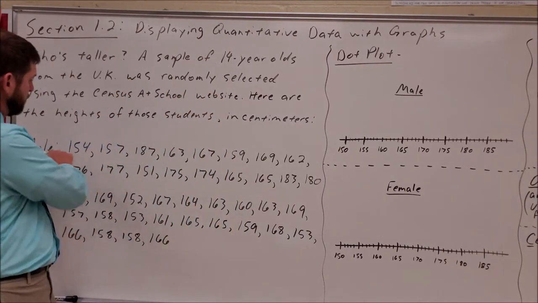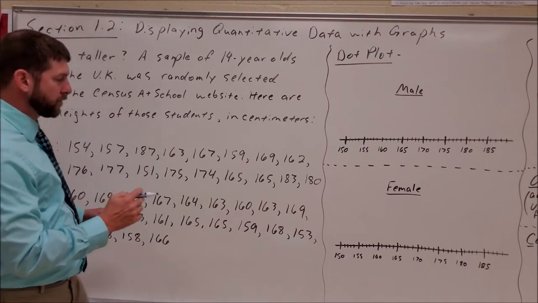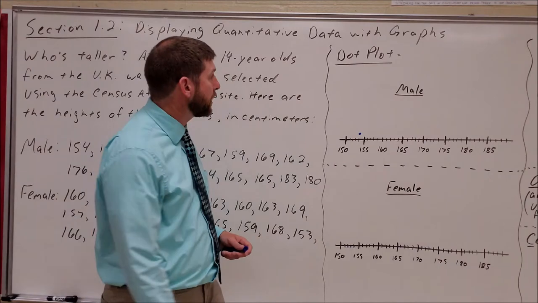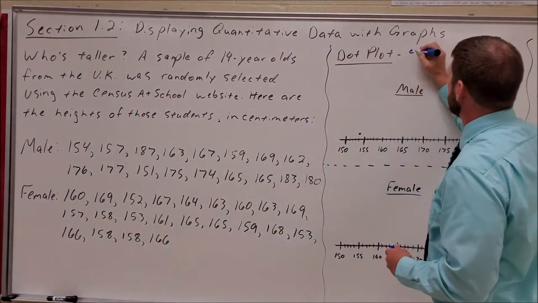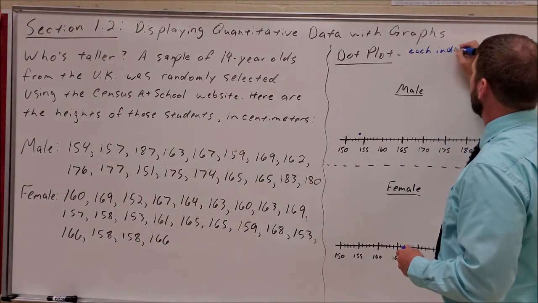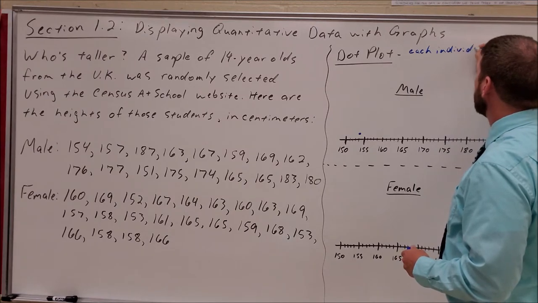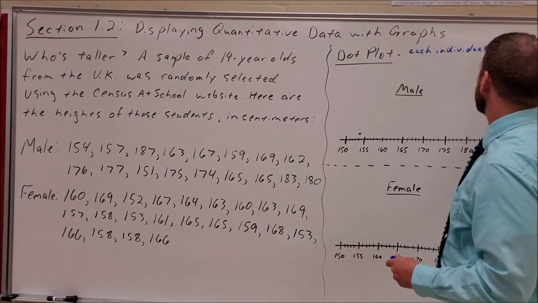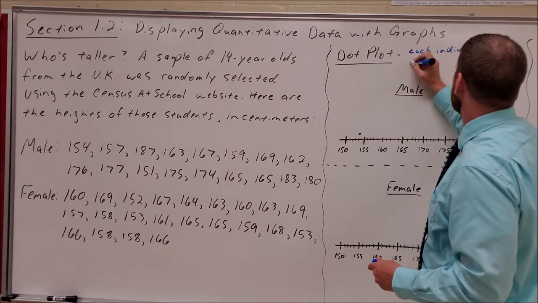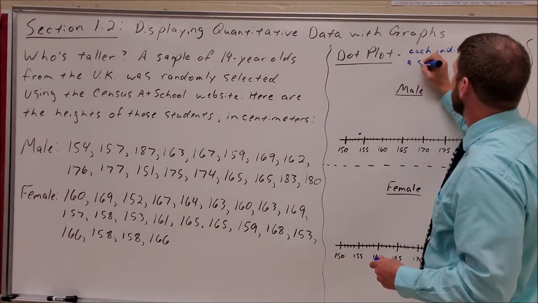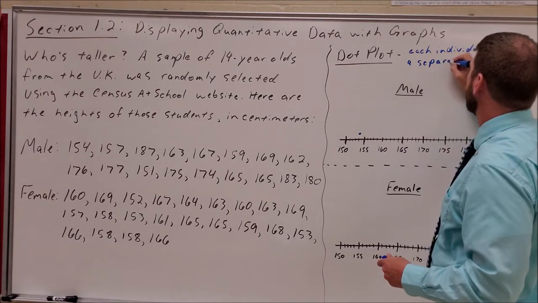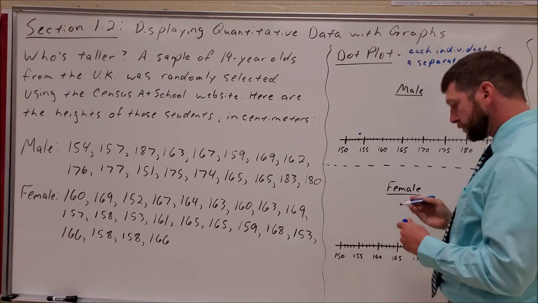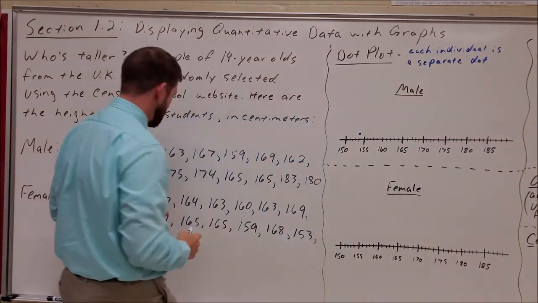Find a value, 154. We go over to 154, and we make a dot. That's why it's called a dot plot. What we see is each individual, I mean each person or object we gathered data on, is its own separate dot. So we just go through and work it out.